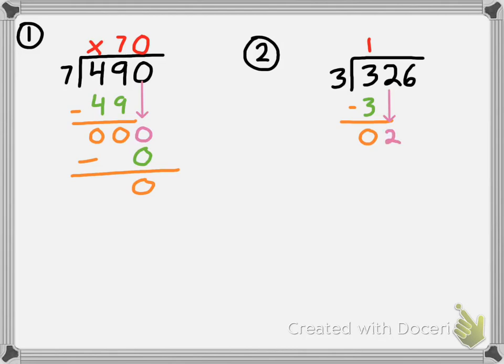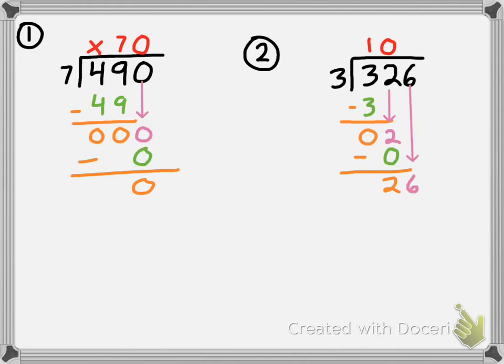Now 2 is too small for 3 to go into. I can't divide 2 divided by 3. So I know I'm going to have to multiply by 0. Remember, you have to put that 0 in there. 3 times 0 is 0. And then I subtract. 2 minus 0 is 2. Compare. Is the 2 smaller than the 3? It is, so I can move on and bring down my 6.